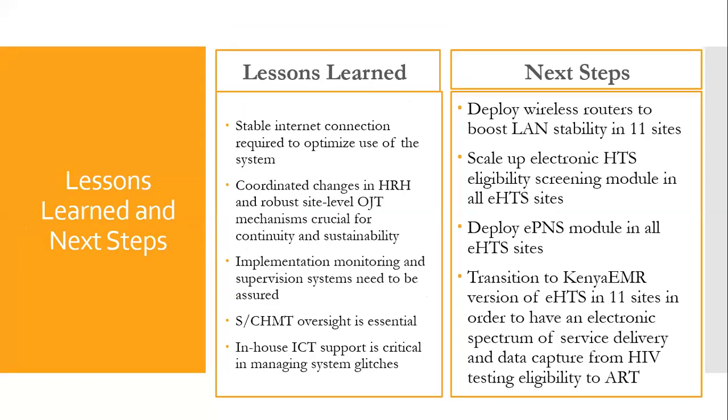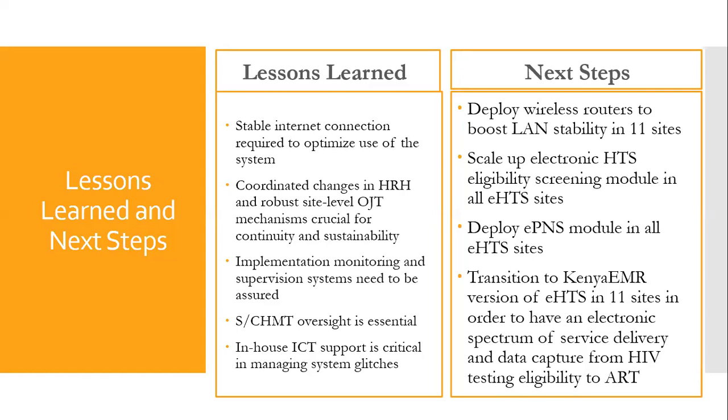Then coordinated HRH changes and a robust OJT mechanism are also crucial for continuity and sustainability. Implementation, monitoring, and supervision systems also need to be assured. Sub-county and county health management teams' oversight is essential. And lastly, in-house ICT support is also crucial in managing the system glitches.